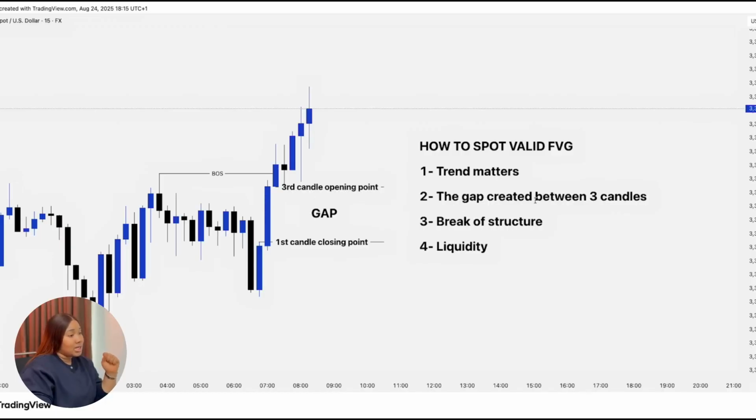So that's why you need to pay attention to the trend if you want to catch smart entries using fair value gap. And then the gap is created between 3 candlesticks. Now you can see this is a bullish imbalance. Have it in mind that before you start looking for the imbalance, because like I said earlier, price can create a lot of them on the charts, you need to pay attention to the one that caused a break of structure. So once that break of structure happens, you look out for the 3 candlesticks before that break of structure. And when mapping out, you'll map out from the first candlestick closing point.